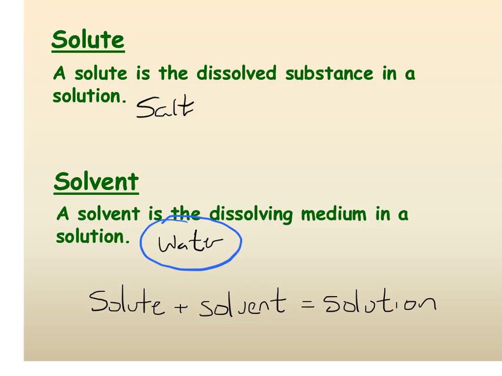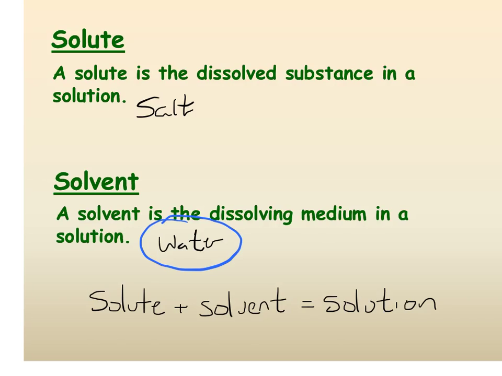Our solute changes: water, sodium nitrate, copper chloride. A lot of different elements and compounds can go into there. But our solvent is almost universally going to be water. Another way to think about the solvent is whatever there's more of.